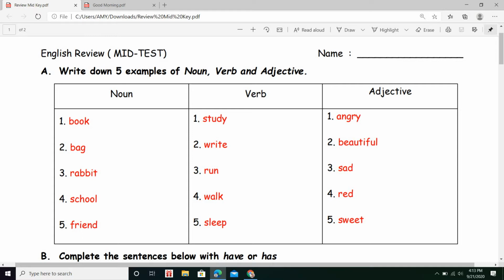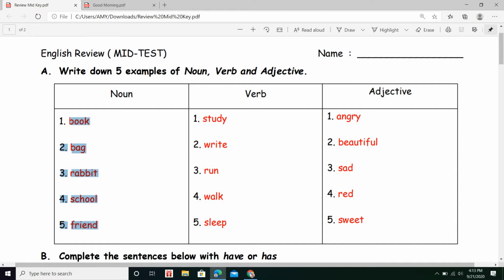Let's take a look in the column noun. In this column, Miss Asmi already wrote down 5 examples of noun according to my opinions. We have book, bag, rabbit, school, and friend. But remember, friends, you may also have your own answer. This is not the exact answer that you have to follow.